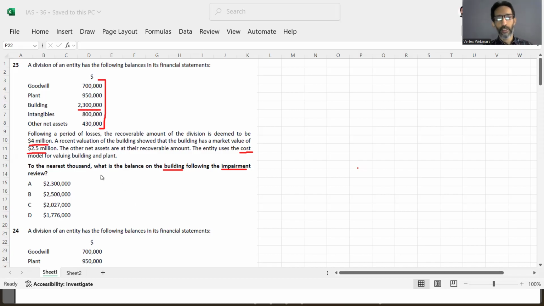So what is the balance on the building following the impairment review? It is the same value which is already in the financial statements. The answer to this question is 2.3 million. There is no change in the value of the building. It has only increased in value, and there is no chance that it will be losing any value. We cannot incorporate the market value since we are following the cost model. I hope this is clear. We do not need to get into any working. We say that the building has not changed in value. I hope you understand this part.